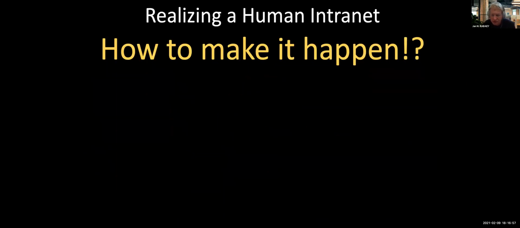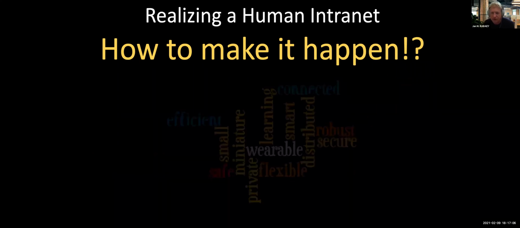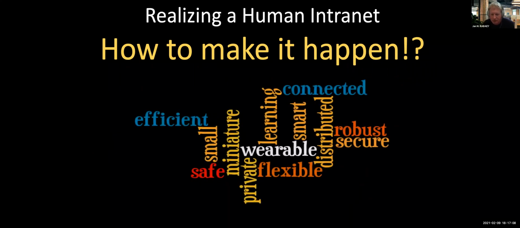So now the question is, what does it take? What are the things we need to do to make this dream of a human internet a reality? There's a whole bunch of factors, and I already mentioned some. First of all, obviously, it has to be wearable. Devices that are obtrusive are not going to be used. So wearable, flexible, conforming to the body, small, miniature, all those things are very important.